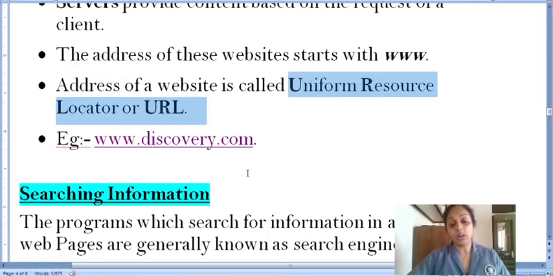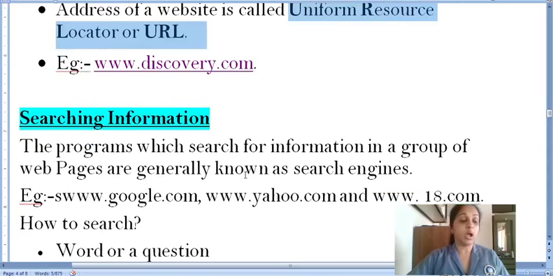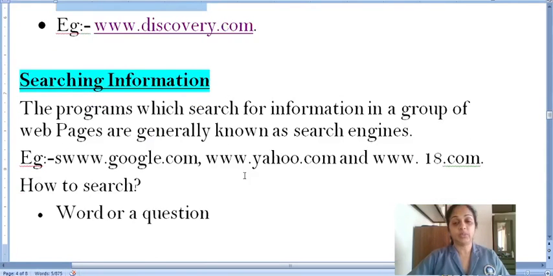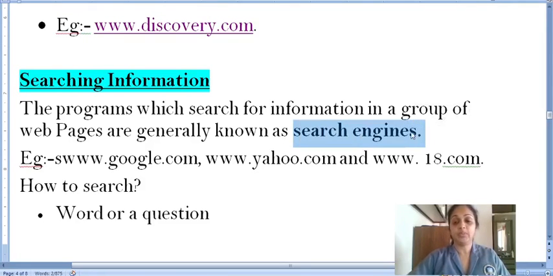Now comes searching for information. How will you search for information? When you are searching for information on a computer through the internet, we use some programs or software on our computer, and these programs search for information from the web pages and provide it for you. These programs are what we call search engines. That's another term you have to be familiar with.